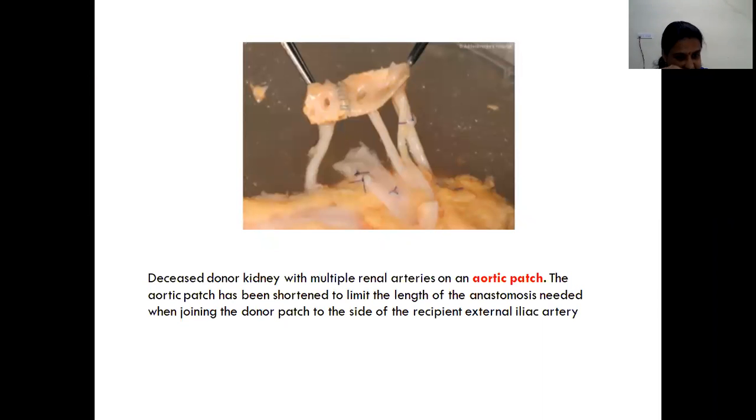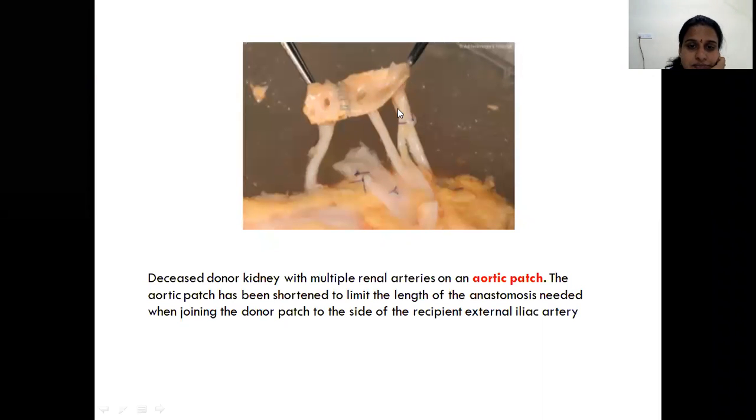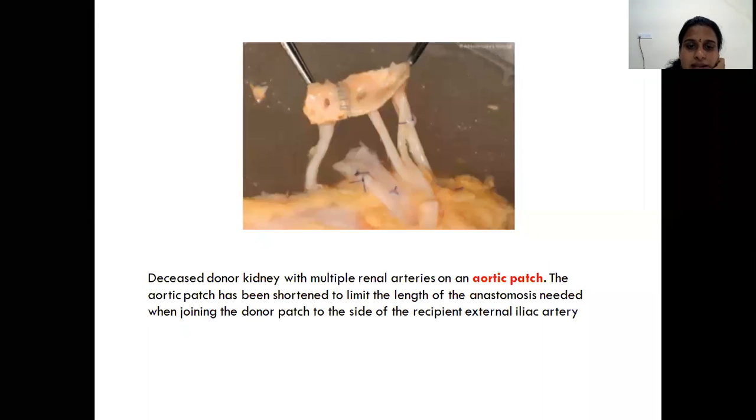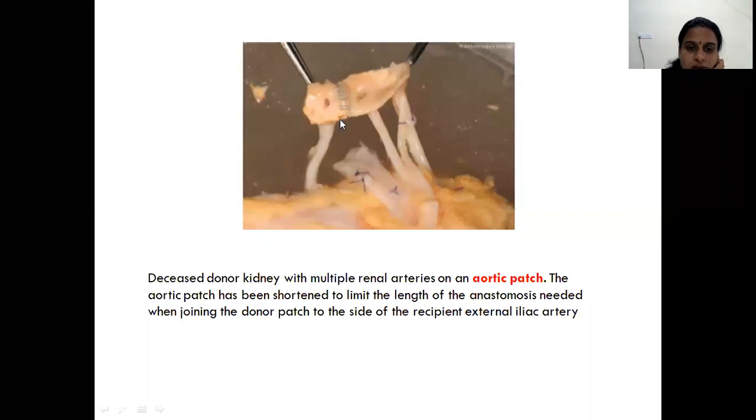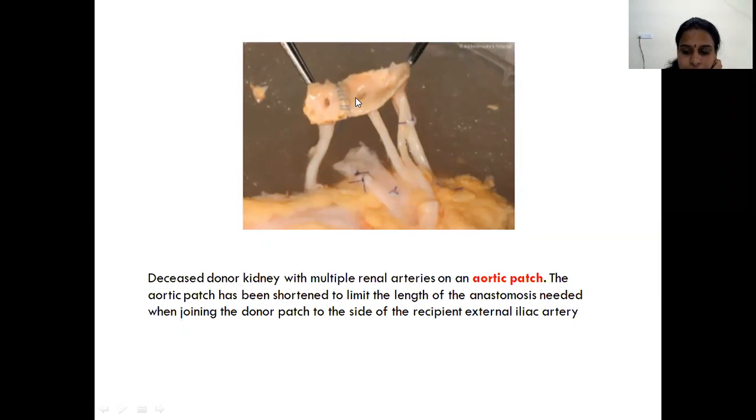So this is a deceased donor kidney with multiple renal arteries and an aortic patch. There are multiple renal arteries taken on an aortic patch, and this aortic patch has to be shortened to limit the length of anastomosis. This is just an example, a precaution to be taken. I'm trying to show you the picture. You take the renal arteries with an aortic patch for better implantation on the recipient aorta.